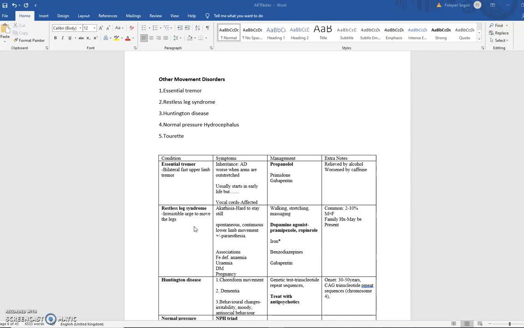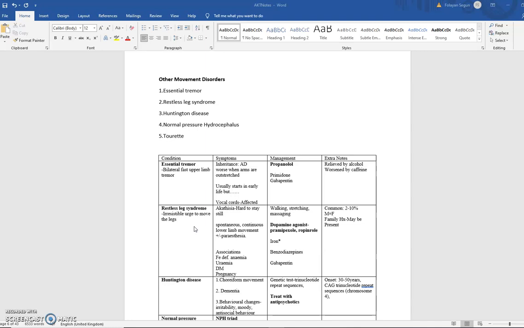So the person has some spontaneous and continuous lower limb movements. There might be paresthesia sometimes. Restless leg syndrome has some associations. It could be associated with iron deficiency anemia, with uremia, with DM, that is diabetes mellitus, and with pregnancy. So these are the conditions that could be associated with restless leg syndrome.